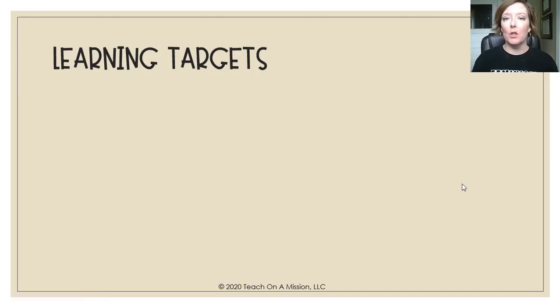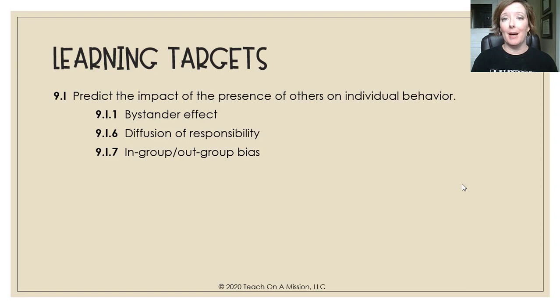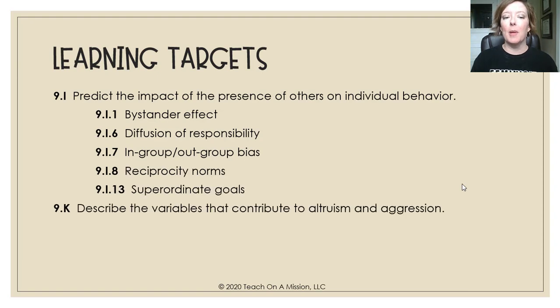By the end of this unit, you should be able to predict the impact of the presence of others on individual behavior. And this is going to include concepts such as the bystander effect, the diffusion of responsibility, in-group, out-group bias, reciprocity norms, subordinate goals, and you should be able to describe the variables that contribute to altruism and aggression. You should be able to describe the variables that contribute to attraction. If you haven't done so already, go ahead and grab your notes and let's get started.